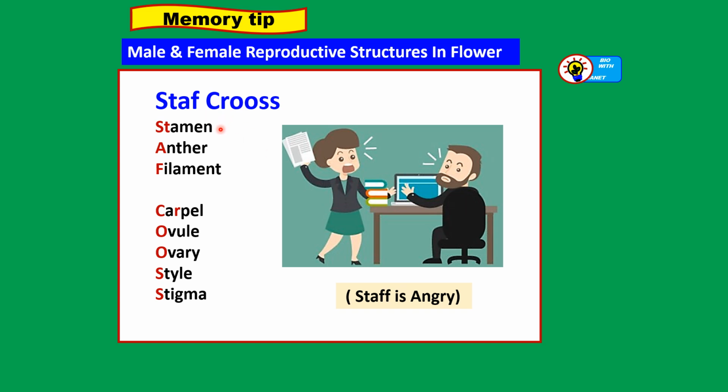So ST stands for stamen, A for anther, and F for filament. All these are parts of the male reproductive structures. Now CR for carpel, O for ovule, the other O is for ovary, S for style, and the other S is for stigma. So here we learn to remember the parts of the male and female reproductive structures.